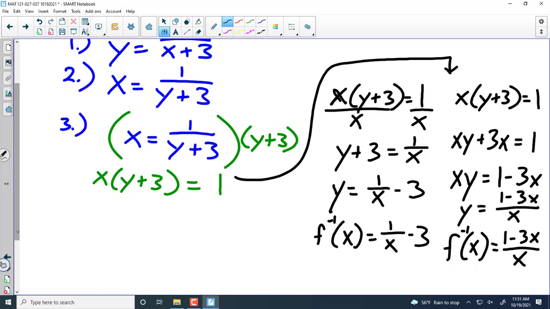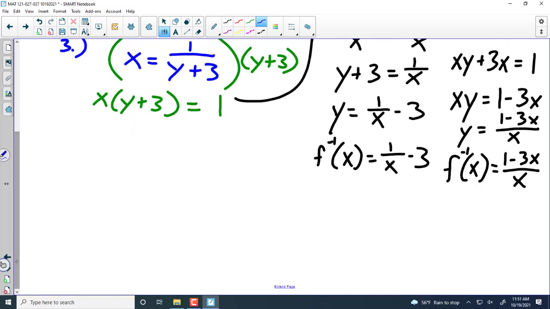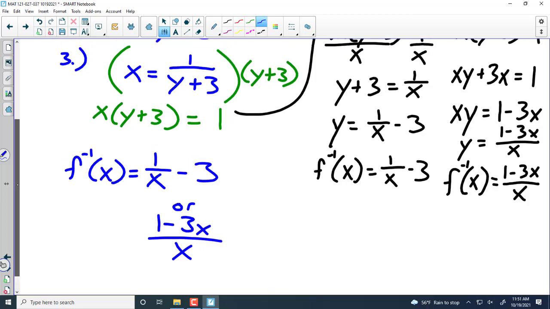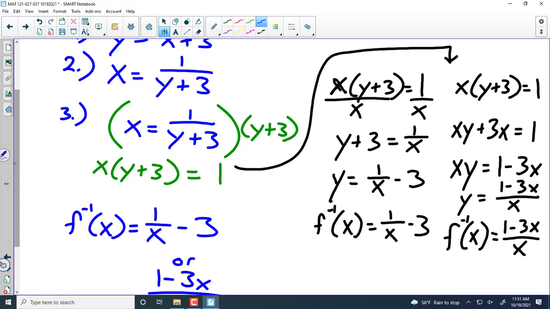They're both right. They're identical answers, so it doesn't matter which one, whichever one you were more comfortable with. I wanted to show you this example, though, because this is a slightly more complicated solving for y problem. All right.